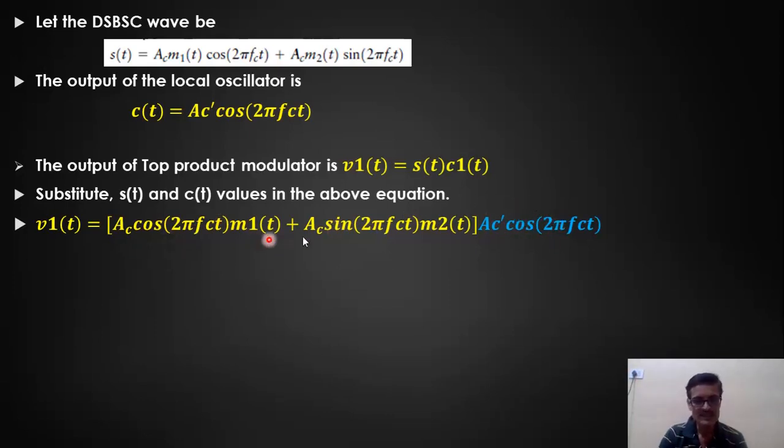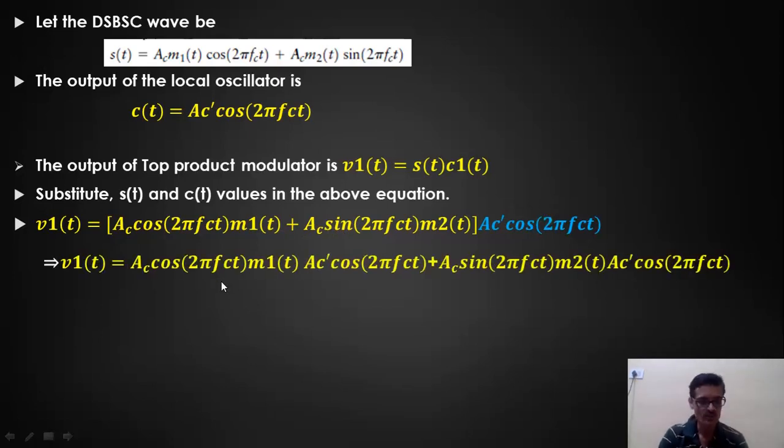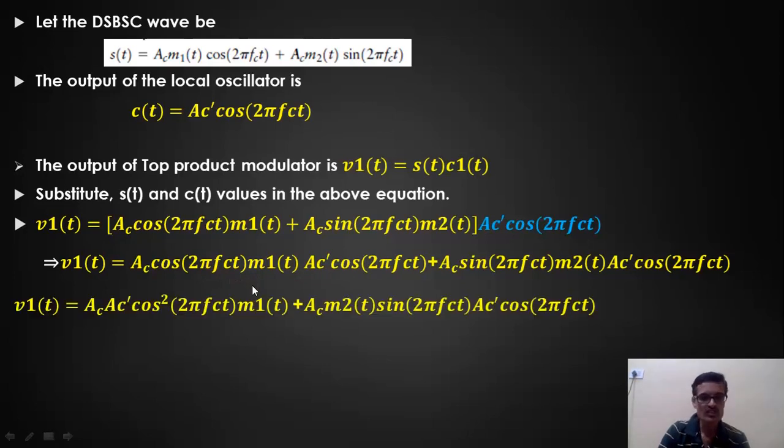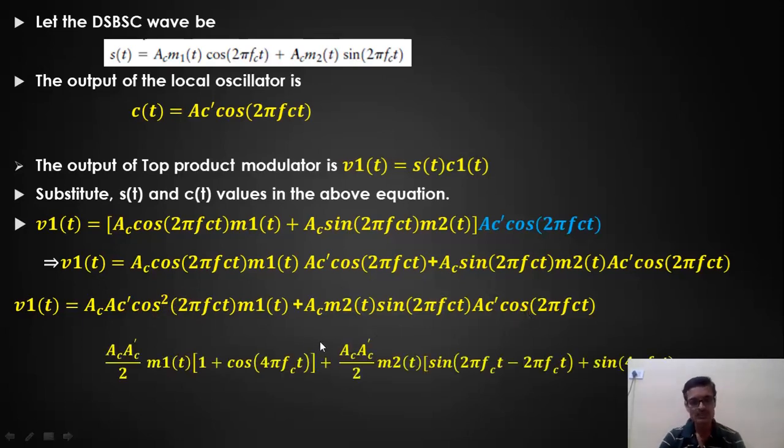So when I multiply these terms with this particular carrier, I will get this particular equation, where Ac dash cos 2 pi fct is multiplied with both the terms. Now here we have cos 2 pi fct and cos 2 pi fct. I rearrange the terms and I have a cos squared term, that is Ac dash cos squared 2 pi fct into M1 of t. And the second part is again rearranged: Ac M2 of t sin 2 pi fct multiplied by Ac dash cos 2 pi fct. Now here I apply the cos squared theta rule, and here I apply the sin A cos B rule. So what I will get is this equation.